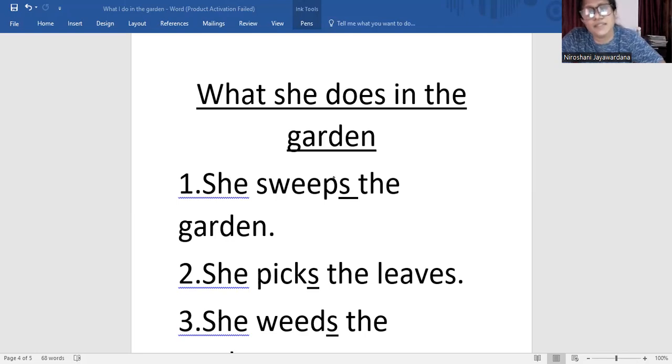Then to make the verb singular, we need to add an S to the verb. Understood? If you say "She sweep," it is wrong. She sweeps. We need to add S. We can't say "She pick." I pick. She picks. We need to add S. I weed. She weeds. We need to add S.